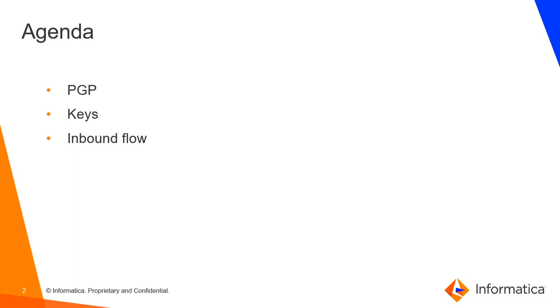inbound flow. Inbound flow is a term used in B2B Gateway. When we have a partner, we will have two types of flows: one is inbound flow and the other is outbound flow. In the inbound flow, we receive a file from the partner, and the file could be encrypted. So in this video, we are going to discuss how we can decrypt the file which we receive from the partner, which has been encrypted using PGP. So let's move on to the demo.